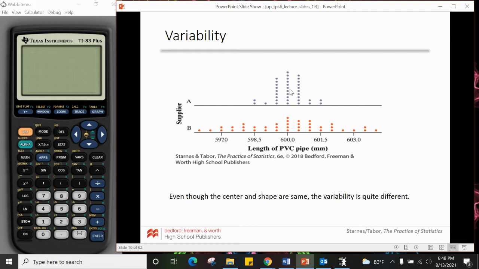And that's why variability is very important, because variability tells us something different. You can obviously see here that the variability of B is greater than the variability of A. It's a lot more spread out for B than A. Center and shape do not do everything. That's why we need all four of those pieces when we're describing a distribution.